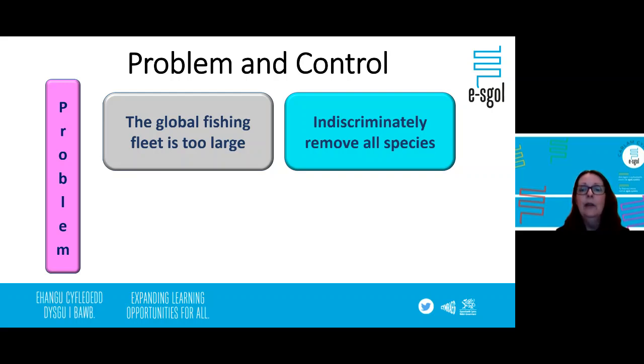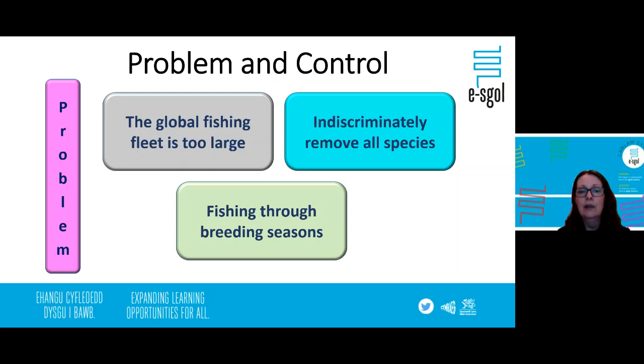And the problems can be with drift nets. We can use very small mesh sizes of net. We use massive ships that are like a factory that can collect a lot of fish at any one time, and also bottom trawling techniques where we go right along the bottom of the sea floor and collect as much as we can. So there are problems with the methodology in terms of our collection of fish.